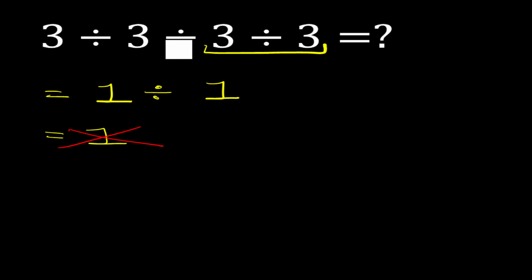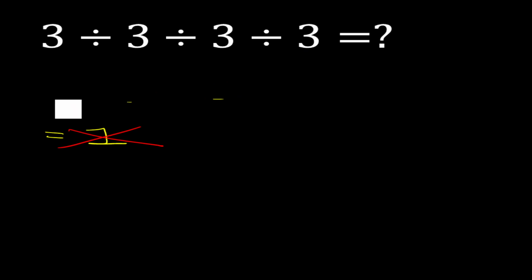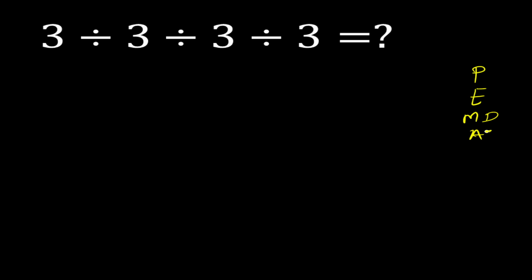So now let's solve this problem correctly by using a PEMDAS rule, right? PEMDAS, P E M D A S. According to PEMDAS, first priority is parentheses, then second priority is exponents, then third priority is multiplication and division. Here multiplication and division both have equal priority, so we have to solve it from left to right. And fourth and last priority is addition and subtraction. Also addition and subtraction both have equal priority, so we have to solve it from left to right.